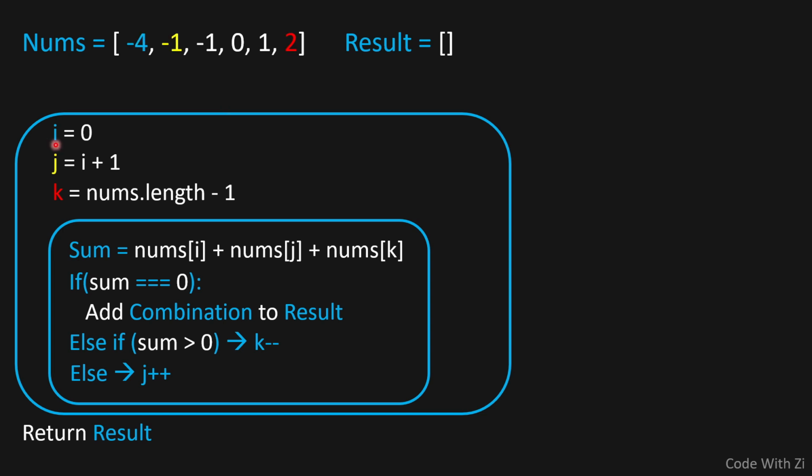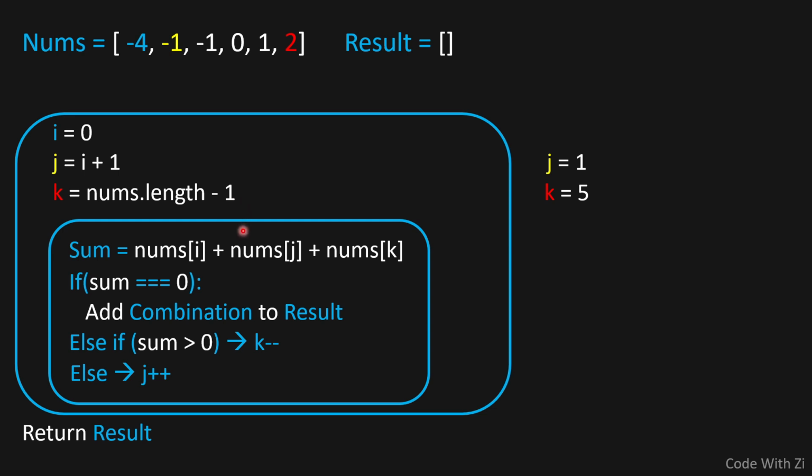So in the beginning, our I is gonna be equal to 0, and the number with the index of 0 is gonna be -4. And our J is gonna be equal to I plus 1, and that's gonna make J be equal to 1. And the number with the index of 1 is gonna be this -1 here. And then our K variable is equal to the numbers.length -1, meaning the last index of our array, and that's gonna be 5, because numbers.length -1 is gonna be 5.